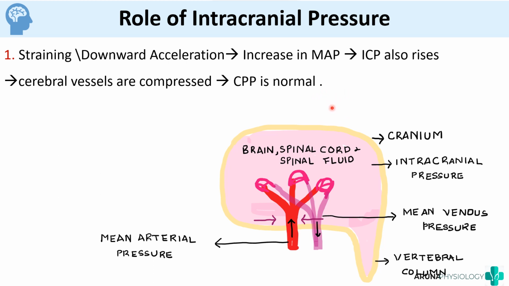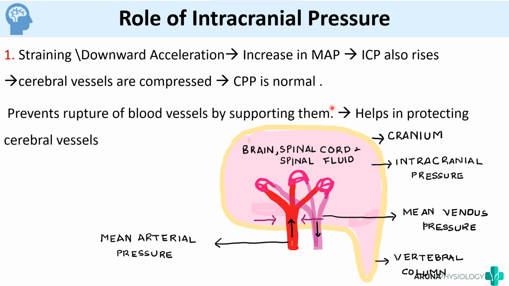Now this is good because this will actually protect against rupture of blood vessels by supporting them. Whenever there is an increased blood flow, there is a chance that our small arterioles or capillaries may get ruptured. But because there is an increase in the intracranial pressure along with that, as per Monro-Kellie doctrine, what happens? It will cause compression of these cerebral vessels so that the blood flow decreases and it will prevent rupture of these capillaries. So that is what happens when there is an increased mean arterial pressure.